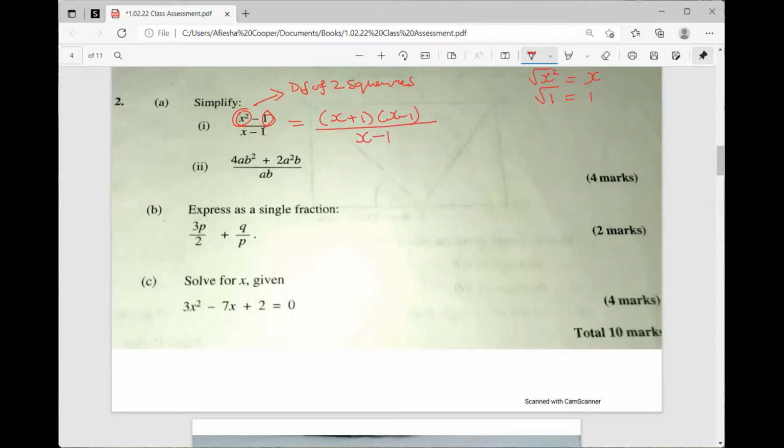So I had to be observant to see that I had to factorize the top to get them into two brackets, the product of the binomials. And then I can say, well, these two could cancel each other. And I'll end up with x plus 1, and that's my simplified answer.